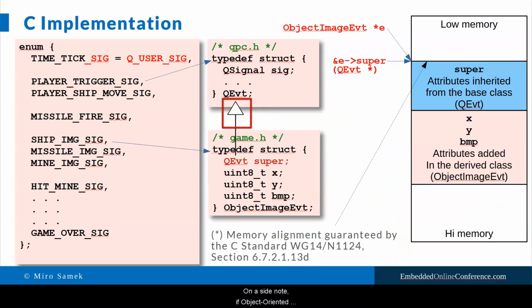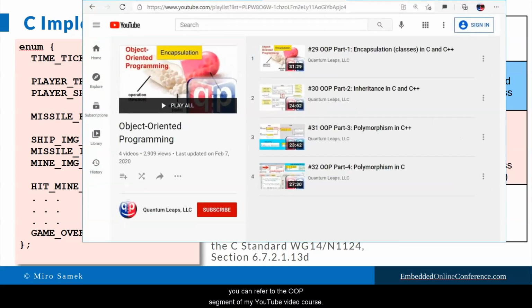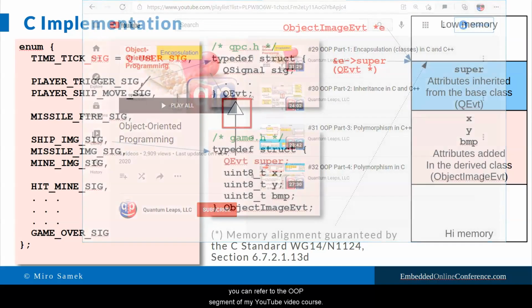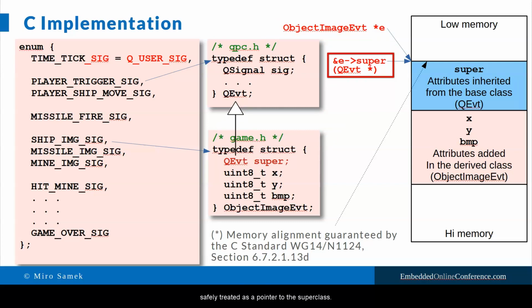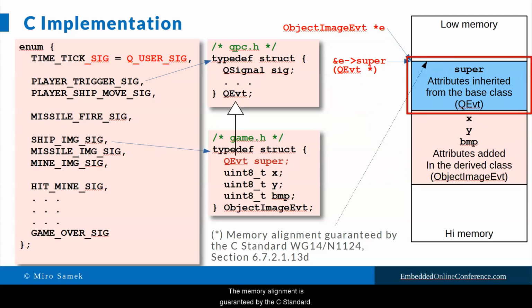On a side note, if object-oriented programming in C is new to you, you can refer to the OOP segment of my YouTube video course. Here I only wanted to mention that the single inheritance between QEvt superclass and your ObjectImageEvt subclass is implemented very simply by embedding the QEvt as the first member super of the subclass. That way, any pointer to the subclass can be always safely treated as a pointer to the superclass. The memory alignment is guaranteed by the C standard.